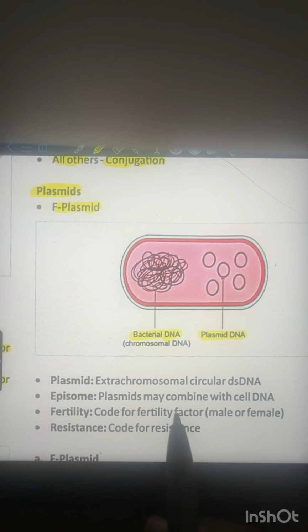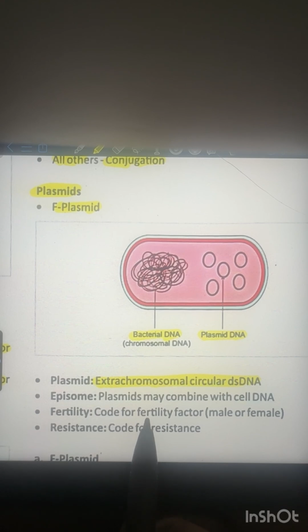It's again round. It is double-stranded because every DNA is double-stranded, but it is different from the usual DNA. See, it's not a part of the chromosomal DNA. It's separate. It is going to be extra chromosomal material that you have. So extra chromosomal circular DNA is referred to as the plasmid. But if you feel that this plasmid is only carrying DNA, no, there are so many things.